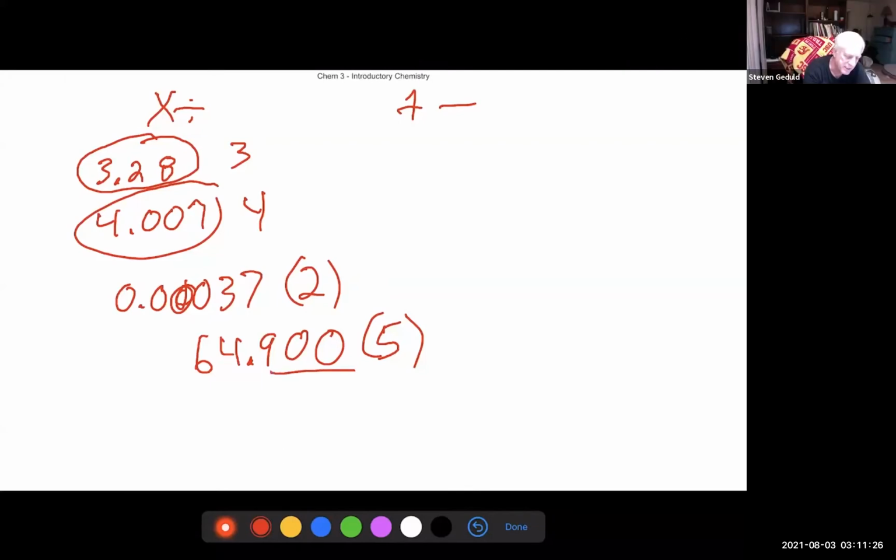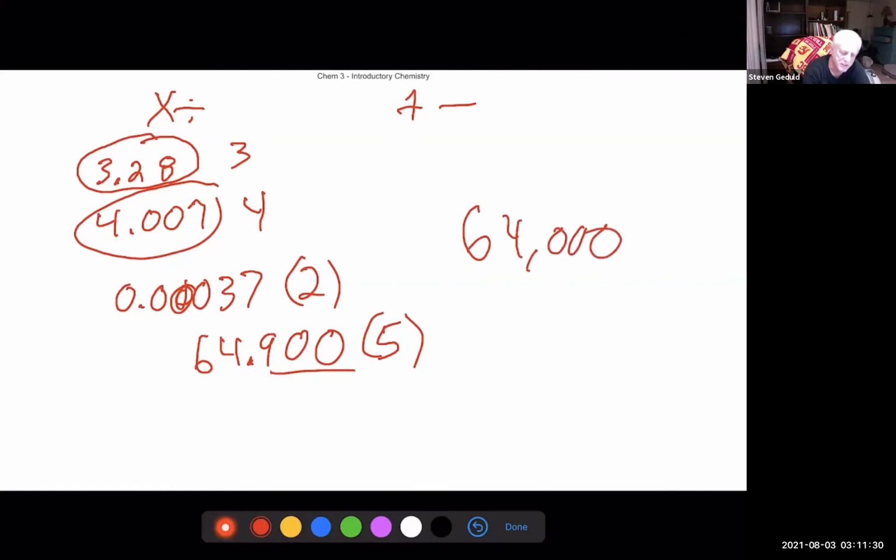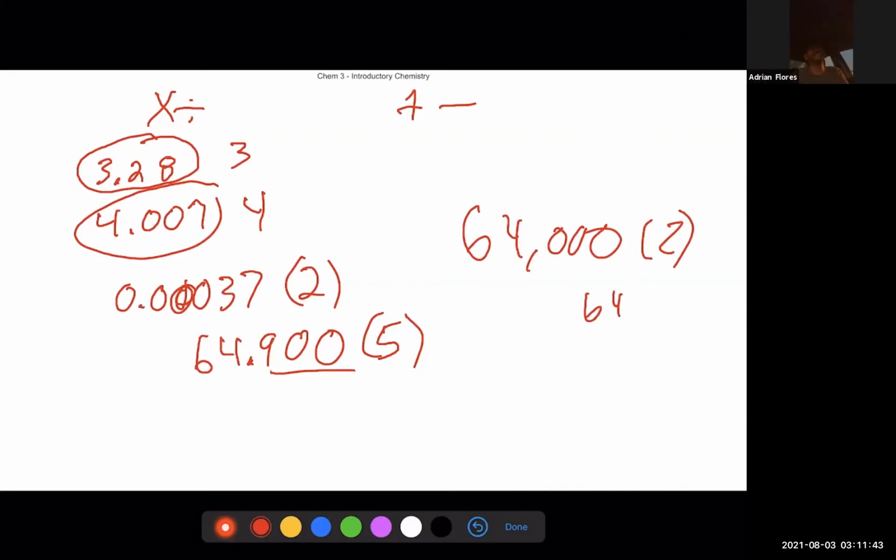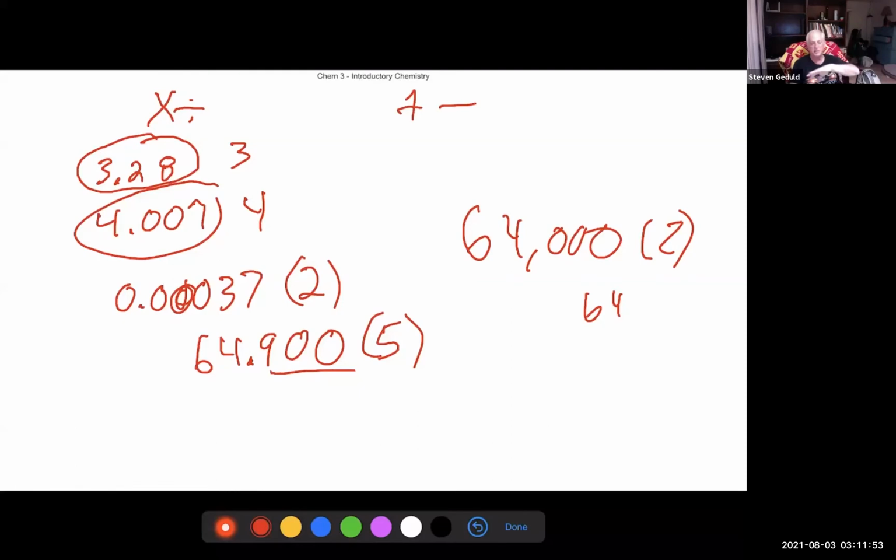Before a decimal point, say 64,000, this has 2 significant digits. The zeros are placeholders. You cannot round 64,000 to 64. Those are placeholders, so they're not significant. So let's see what else. We got leading zeros and zeros in between numbers.